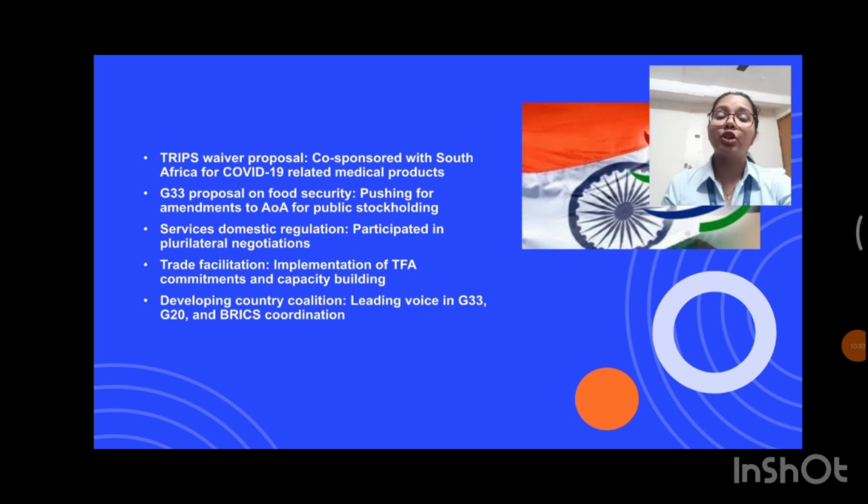Thirdly, services domestic regulation. India has participated in various plurilateral negotiations. Then trade facilitation, for implementation of TFA commitments and capacity building. Lastly, developing country coalition. India is a very leading voice in G33, G20 and BRICS coordination, etc.